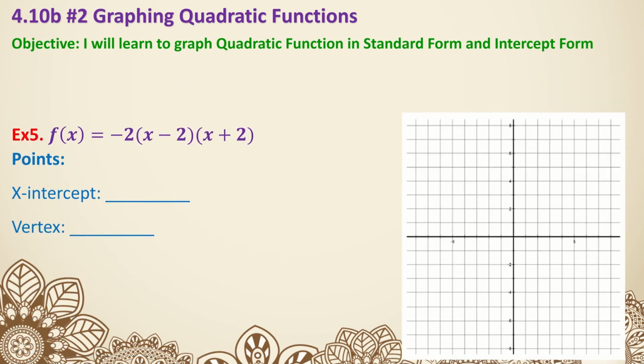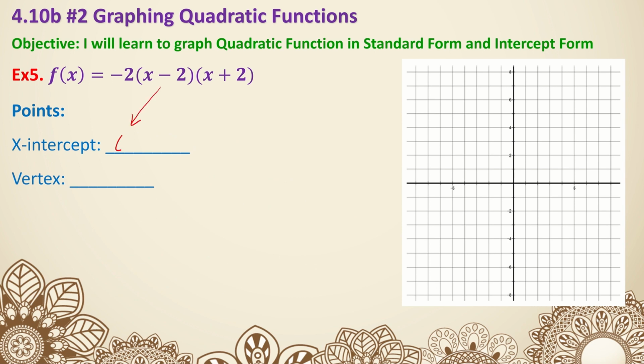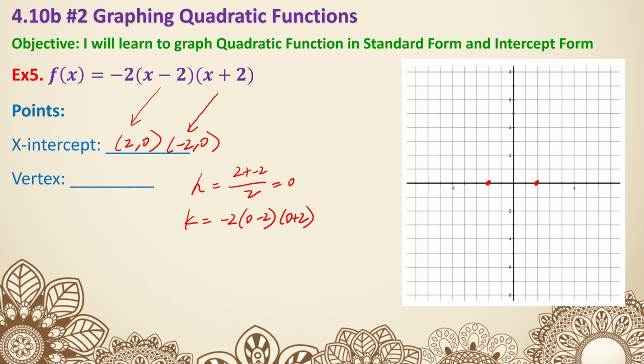More examples. Example 5. Intercepts, that's going to give us a positive q. This one is going to give us a negative q. So I have a 2, 0 and a negative 2, 0. H is p plus q over 2, so it's 2 plus negative 2 over 2. That's a 0. K is negative 2 times 0 minus 2 times 0 plus 2. So we have a negative 2 times a negative 2 times a 2, which is a positive 8. And from this, let me write down the h, k first. It's 0, 8. And let's still practice real quick about the minimum and maximum.